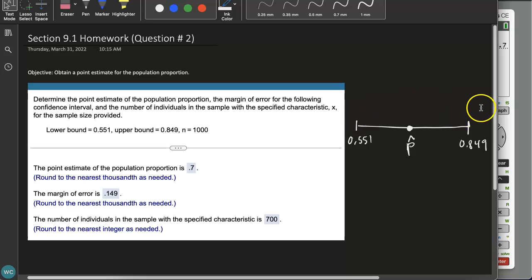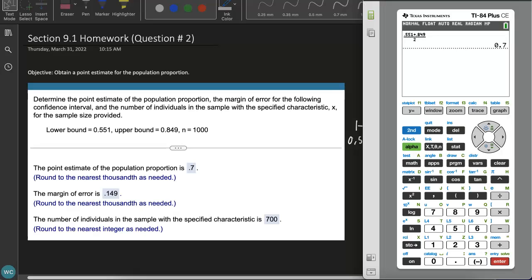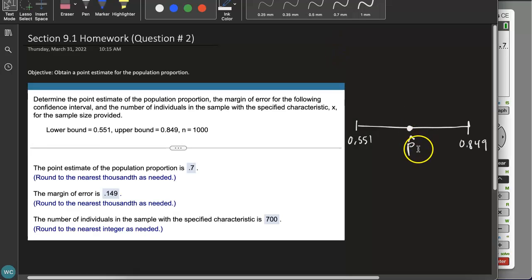If you know the lower and upper bounds, then p hat has to be directly in the middle. Think of it like an average. Okay, so I just did that in my calculator, calculated what is in the middle of those two endpoints, and it's 0.7. So p hat here is 0.7.